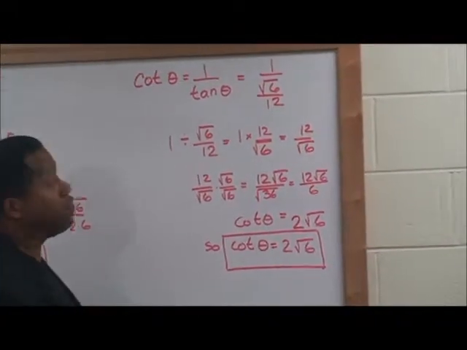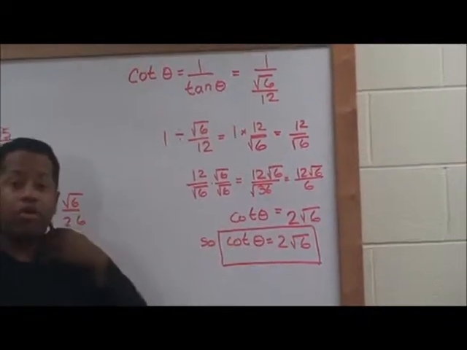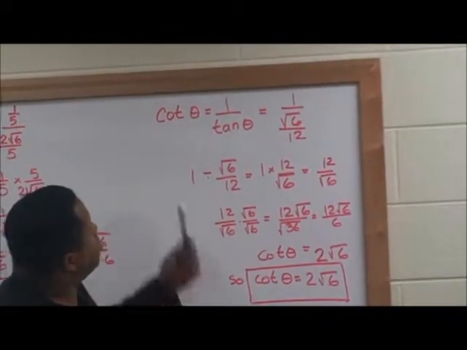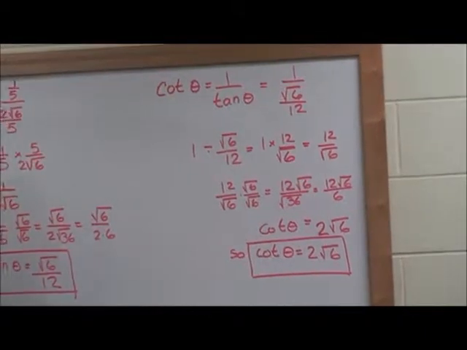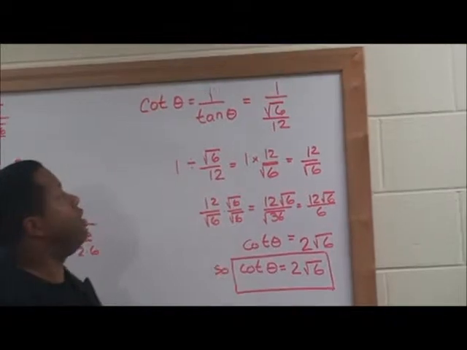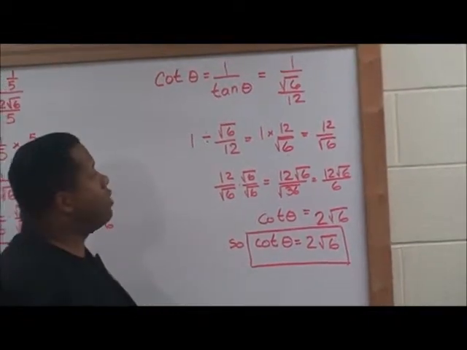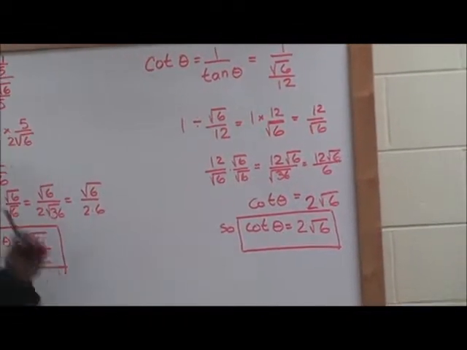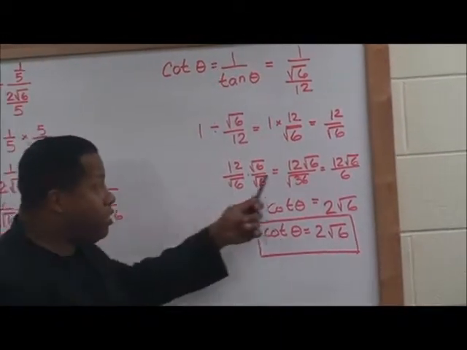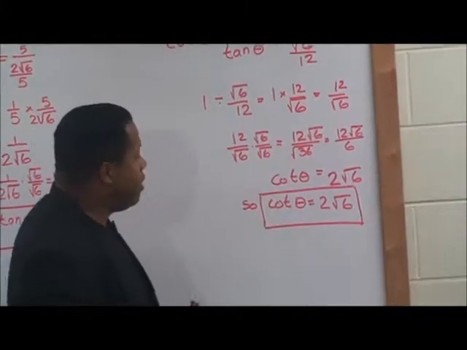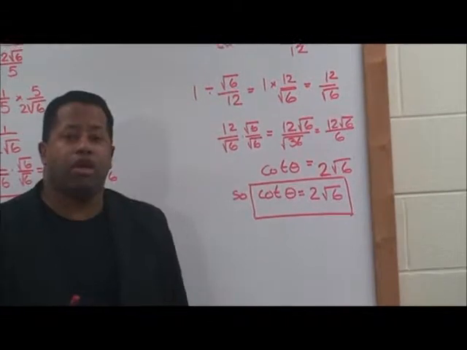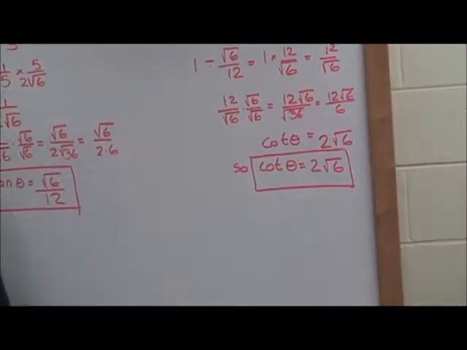Cotangent theta is equal to, what type of identity is this? This is the reciprocal identity. Cotangent theta is equal to 1 over tan theta, which is equal to 1 over the square root of 6 divided by 12. After you do all your calculations, including rationalizing the denominator and simplifying, you come up with cotangent theta is equal to 2 times the square root of 6.